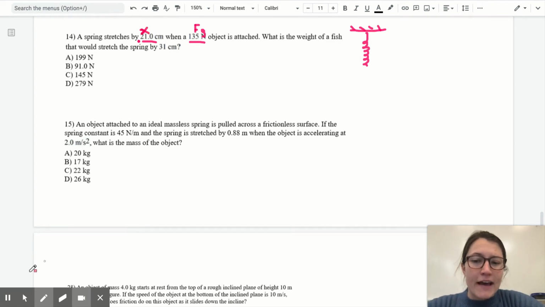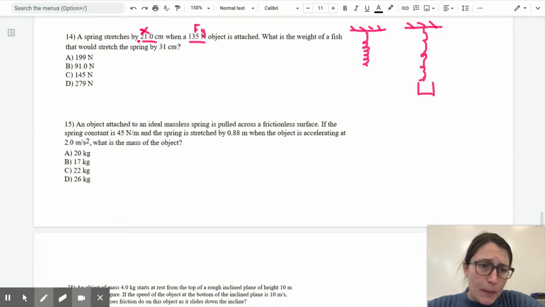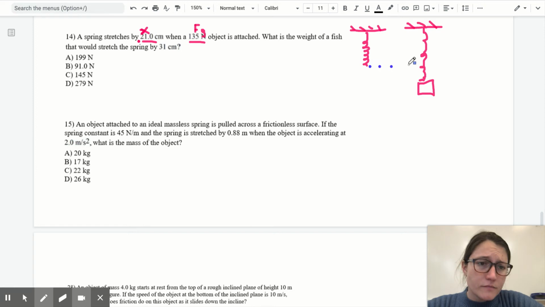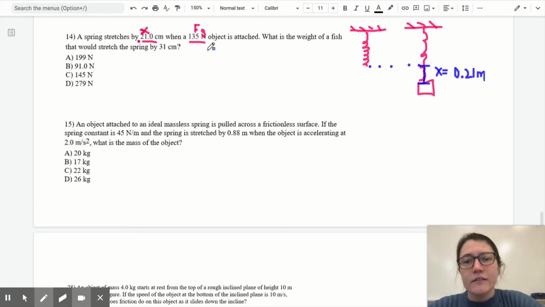So on this spring, we add our object. And when we add the object, our spring is going to stretch from its equilibrium position, its resting position. It's going to stretch the distance x equal to 0.21 meters. Okay, so what the heck does weight have to do with elastic potential energy?